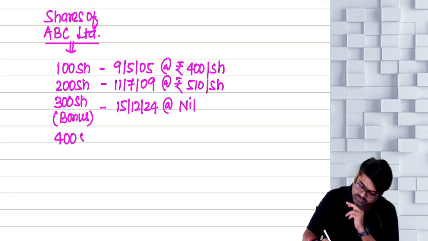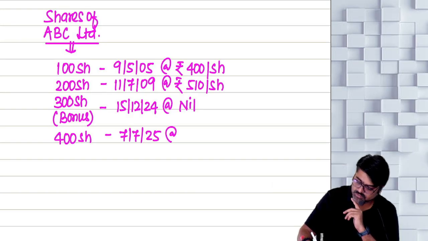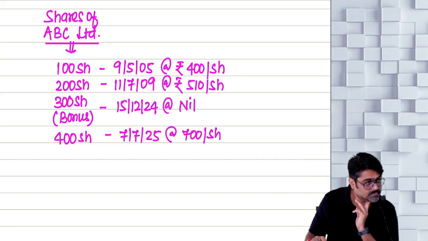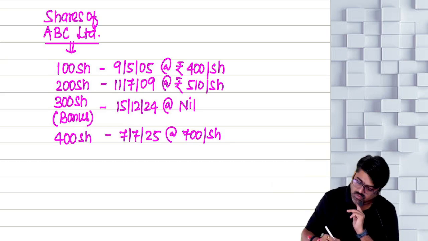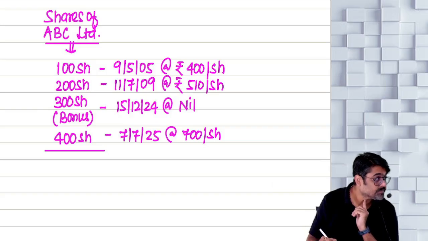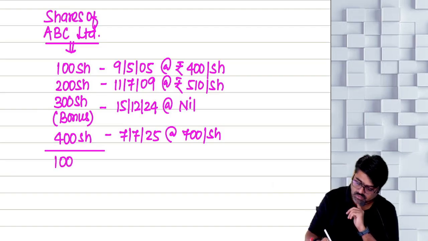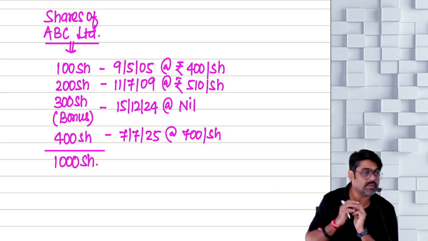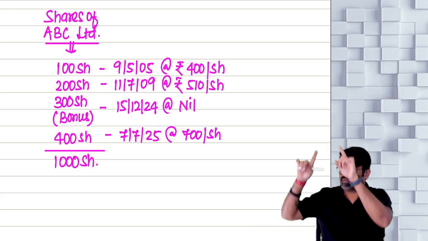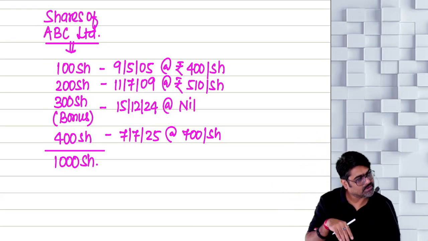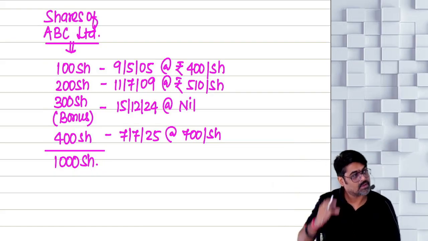Done, sir. Now he is acquiring 400 shares on 7/7/2025 at rupees 700 per share. Done, sir. Now how many shares he is having? Tell me. 1,000 shares, no? 1,000 shares he is having. These 1,000 shares of the same company, but these 1,000 shares are bought in different lots.